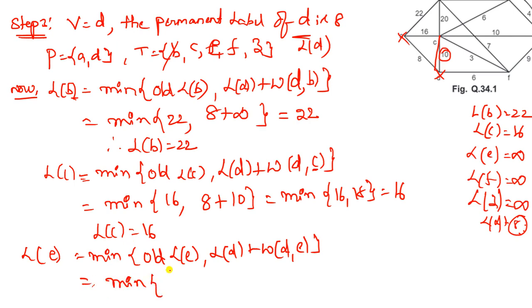So the minimum of old L of E, what is it? L of E is infinity, right? Then L of D is 8 plus weight between D and E. There is no path between D to E. See here, there is no path. So it is also infinity. So from this we will get infinity. Still the length of E is equal to infinity. And the next one, E is completed, F and Z.